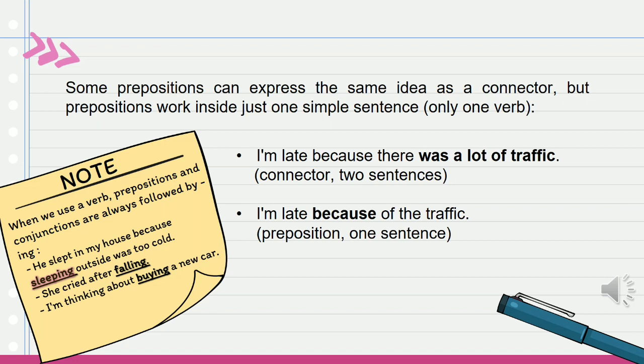Note: when we use a verb after prepositions and conjunctions, it is always followed by -ing. Examples: he slept in my house because sleeping outside was too cold. She cried after falling. I'm thinking about buying a new car.